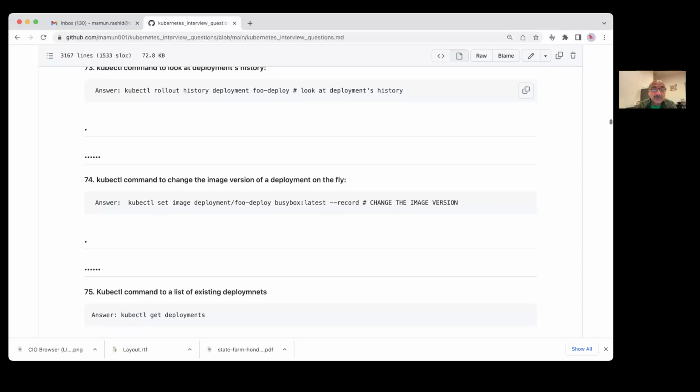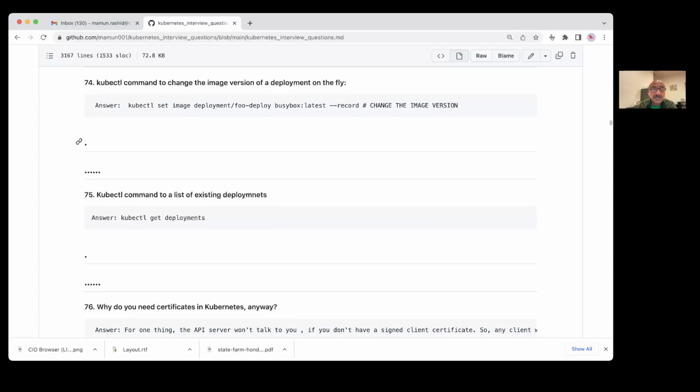All right. Next question: kubectl command to change the image version of a deployment on the fly. Here, the interviewer is looking for the keyword set, right? So just to give you some context, kubectl has many subcommands. There's run, there's create, there's rollout, there's set, there's describe. All of those are verbs that go with kubectl at the subcommand level. Set is what sets an image of a deployment or a pod and whatnot, right?